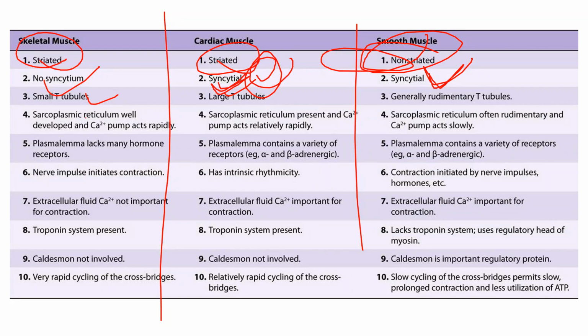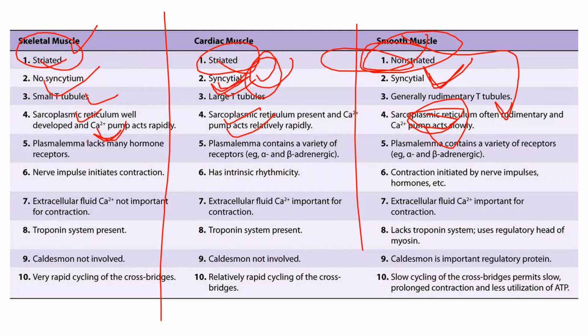The next point is the sarcoplasmic reticulum, which is well developed in skeletal muscles, and the calcium pump acts very rapidly. In cardiac muscles, the sarcoplasmic reticulum is present and the calcium pump acts rapidly. But in smooth muscle, it is in a rudimentary form and acts very slowly.